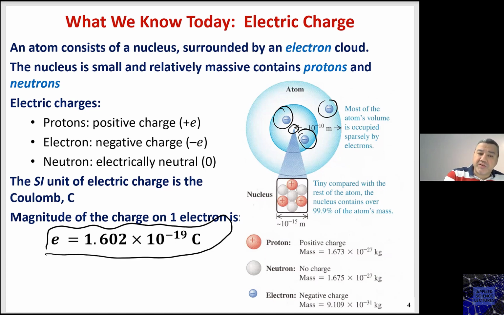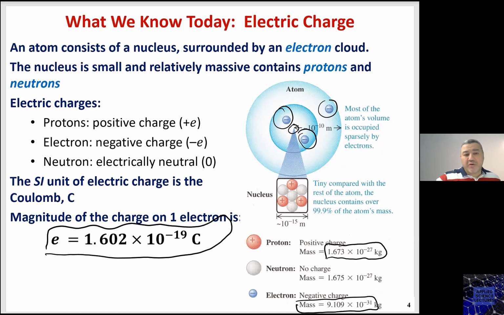However, protons and electrons, although they have the same charge magnitude-wise, their masses are completely different. The proton's mass is 1.673 times 10 to the power minus 27 kilograms. The electron's is 9.109 times 10 to the power minus 31 kilograms, which means a proton is almost 1,800 times heavier than the electron.